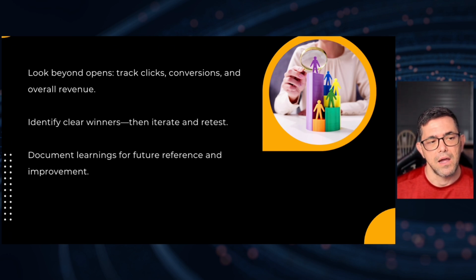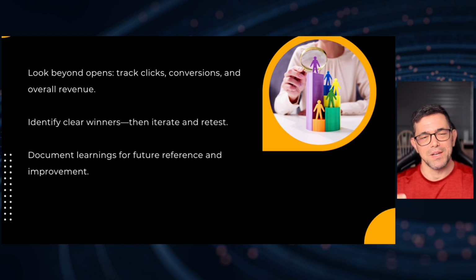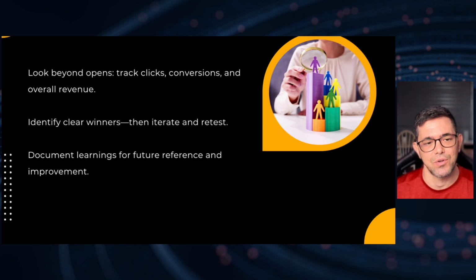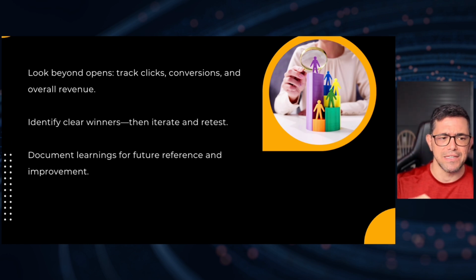Okay. Make sure that you identify clear winners. Okay. And once you have the one that you like, this is the winner, 100%, I know this is the winner because of the data, then you can use that one. But once again, depending how it goes, depending on the results you're getting, you should actually test it again, right? So iterate and retest. And make sure that you document everything.